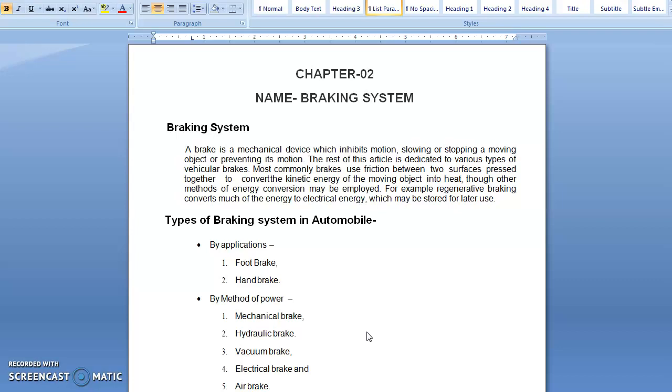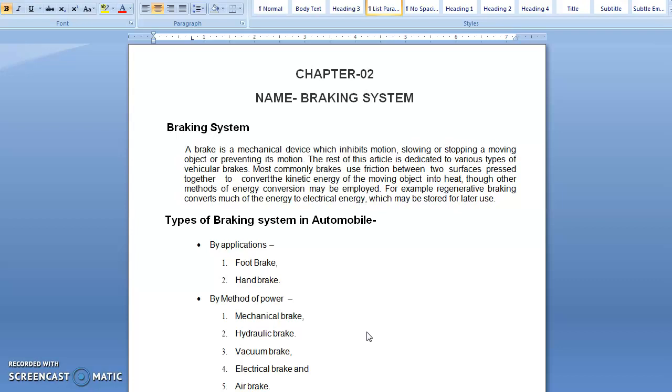Most commonly, brakes use friction between two surfaces pressed together to convert the kinetic energy of the moving object into heat. Other methods of energy conversion may be employed. For example, regenerative braking converts much of the energy to electrical energy, which may be stored for later use. So after the definition, let's discuss the classification of braking systems which are used in various automobiles.